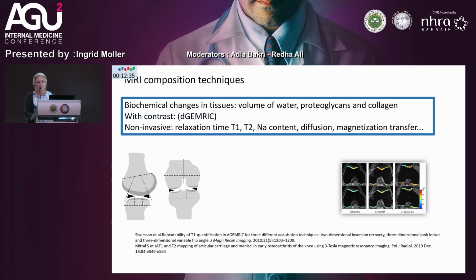At the beginning, it was always with contrast, but today we have different MRI sequences that allow us to see MRI composition of the cartilage.